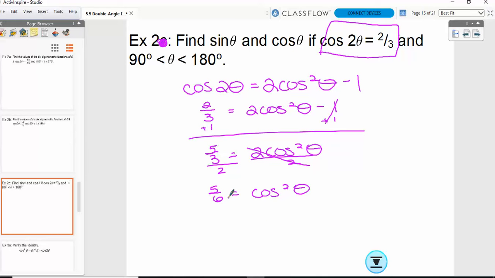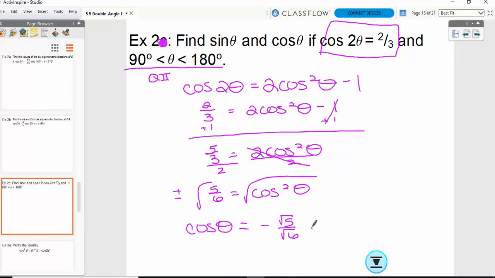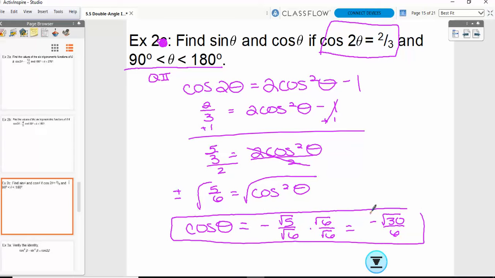How do I get rid of a square? Okay. When you take a square root, you do a plus and a minus. We have to figure out which one it is. I told you that theta was between 90 and 180. What quadrant is that? In the second quadrant is cosine positive or negative? Okay, so we have a negative. This is like radical 5 over radical 6, but we know we can't leave the radical on the bottom. So multiply by your radical 6, so we get radical 30 over 6.